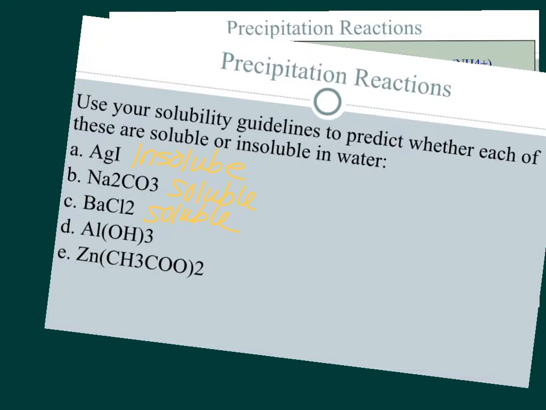Al(OH)3. All hydroxides are soluble except for calcium, barium, and strontium. So this is going to be insoluble. And zinc acetate. Acetate falls under the NO rule. NO is nitrates, acetates, and chlorates. All soluble, no exceptions. Okay.